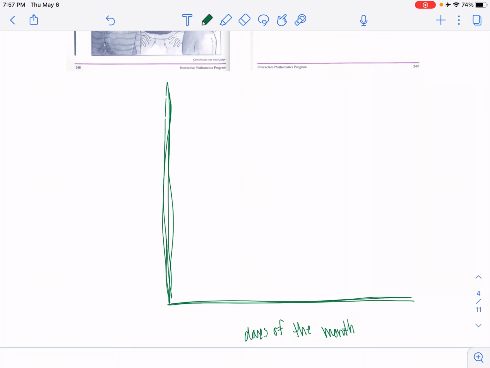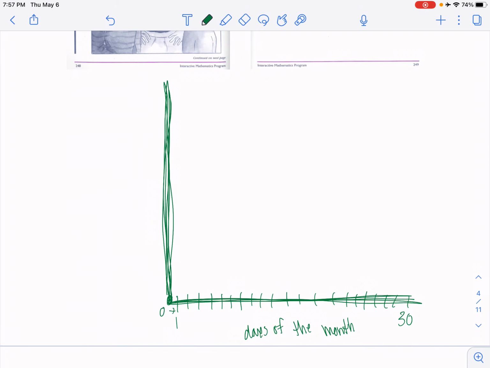Oh, that is not a very straight line, sorry. So use a ruler, unlike Miss G. And this is day 1, and just count 1 box as 1 day, and so on until you get to 30. Go over 1 for day 1. This intersection point is always 0.